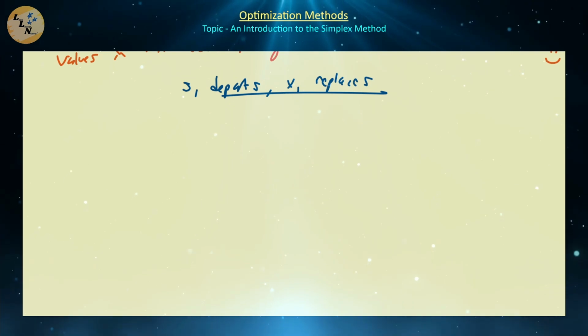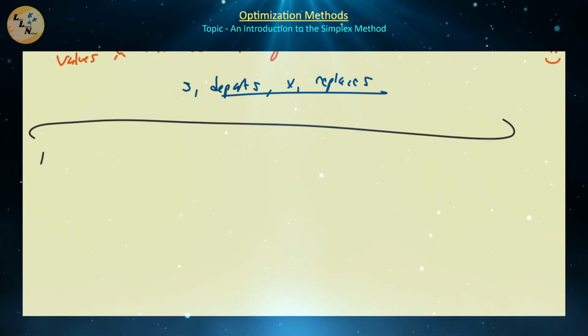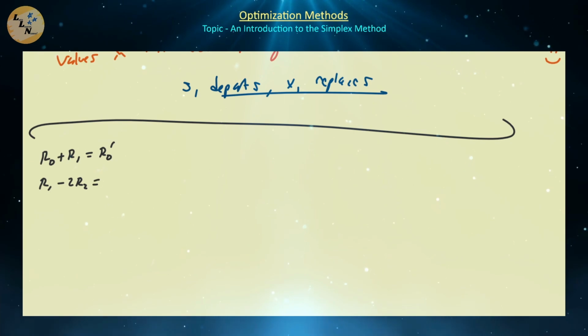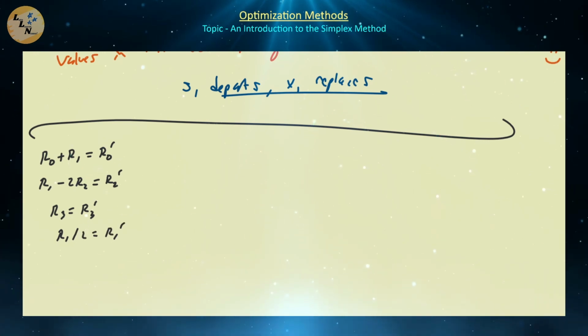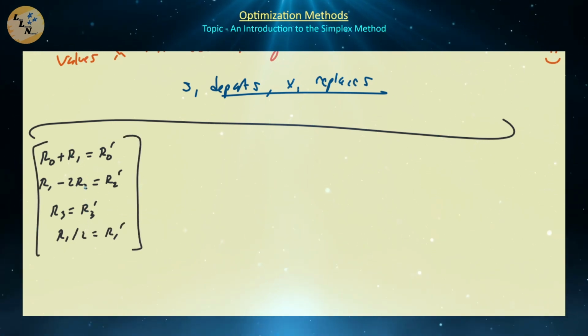Right? So let's just state out that process. So for example, row 0 plus row 1 can get us a new row 0, that's for our z. And then we can do row 1 minus 2 row 2 to get a new row 2. Row 3 is going to remain fixed. And then we'll divide by the coefficient to make it 1. For example, we can do row 1 divided by 2 to get a new row 1. So once you perform these, we get a new tableau. So let's just write that out.